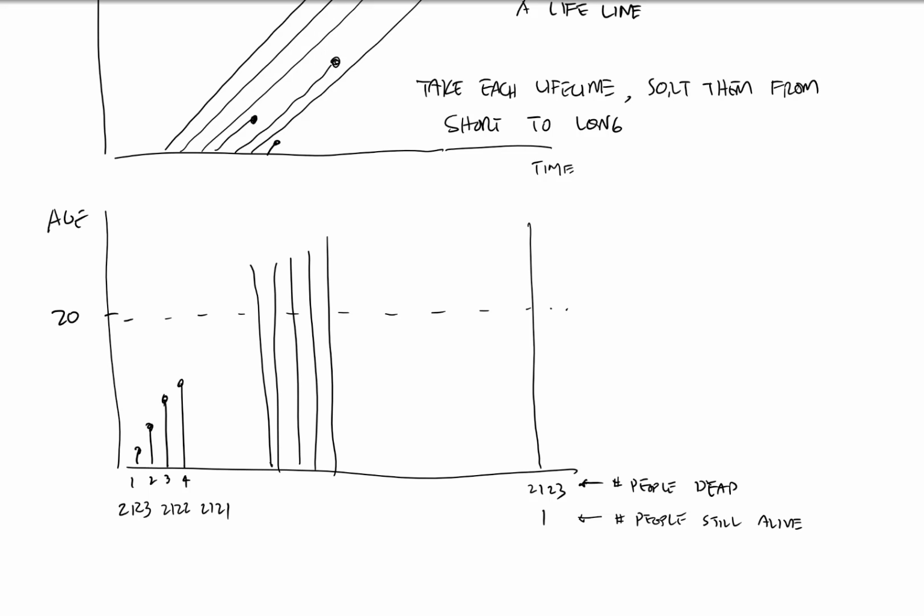So the important thing is that each of these lines is sorted from short to long. If we were to connect all of these lines, maybe it went like this, all the way out like this, then it gives us the shape of our 2,123 people in our original cohort.